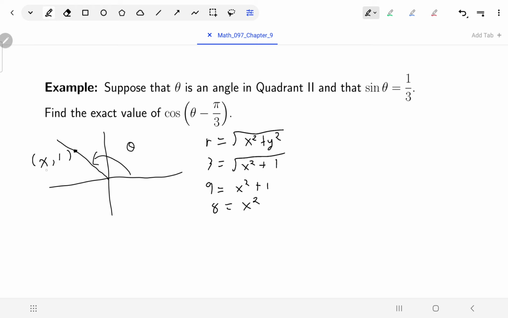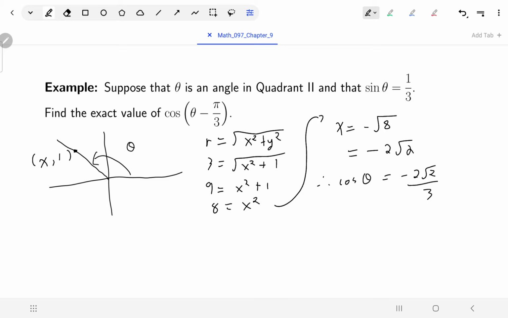Now, looking at x squared being 8, I know where I am. I'm in quadrant 2, where x values should be negative, so I should take the negative square root of 8. And 8 is 4 times 2, so the square root of 8 is the square root of 4 times the square root of 2, or negative 2 root 2. And so now I can say what cosine of theta is. Cosine of theta is x over r. That's negative 2 root 2 over 3.